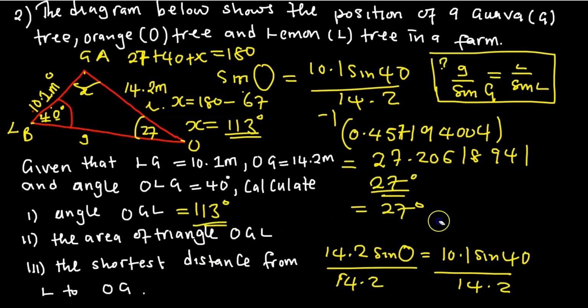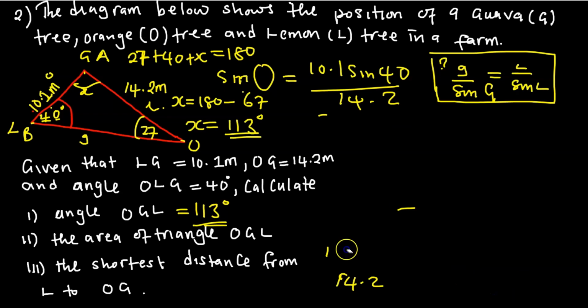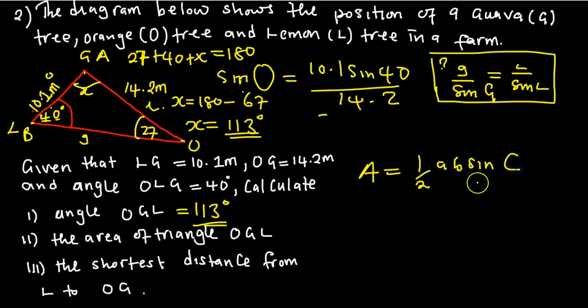Alright? Okay, so let us look at the other question. The area of the triangle OGL. How do you find the area of the triangle OGL? The area of a non-right angle triangle is equals to half AB sine C. This is the general one. Now we are going to put in the sides. So the sides that are given are O and L. O and L, they are the sides given.